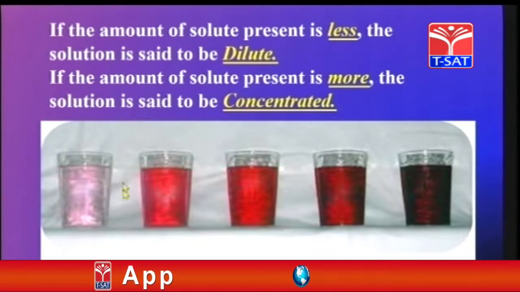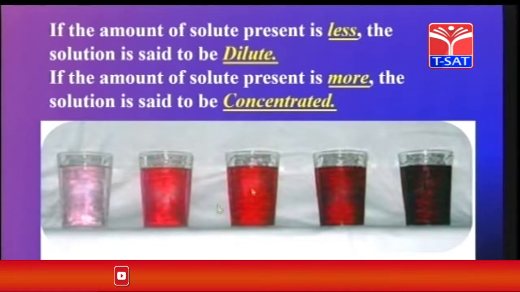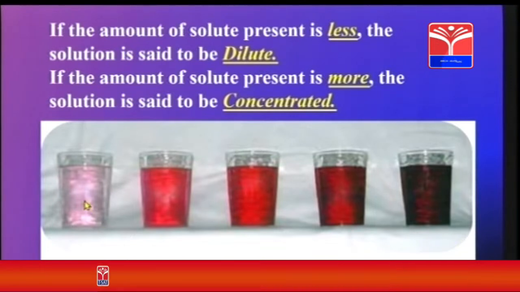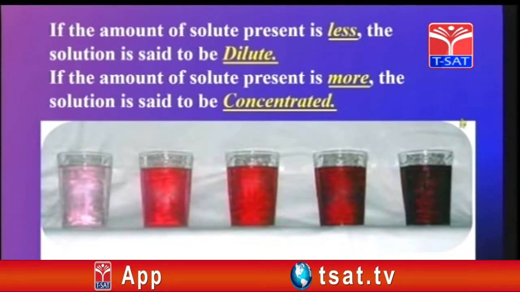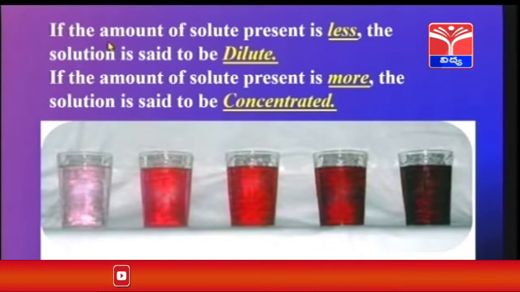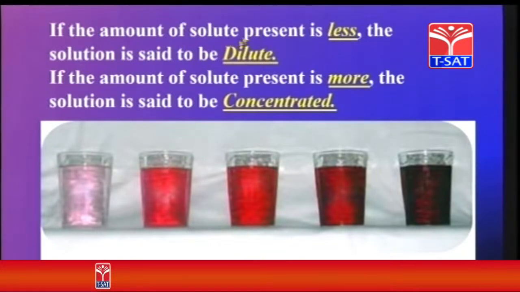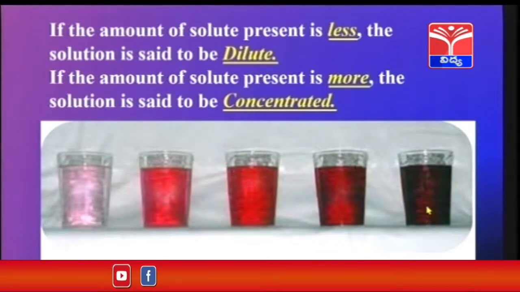So this solution which has less amount of solute in it is called a dilute solution, and this solution in which we have added more drops of ink is called a concentrated solution. And so as the amount of solute increases, the dilute solution becomes a concentrated solution. Let us define what is dilute solution and concentrated solution. If the amount of solute present in the solution is less, then we call the solution a dilute solution, and if the amount of solute present in the solution is more, then we call it a concentrated solution.